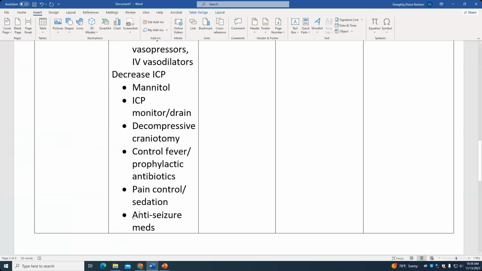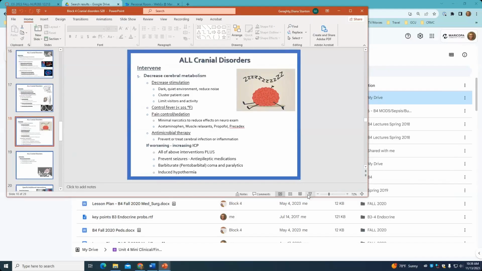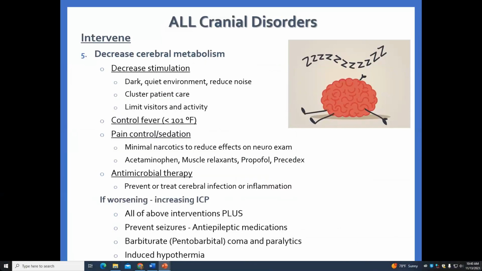Basically, all our interventions are to keep you as sedated as you want to be, like you are in nursing school. I want to be sedated. So this is the patient that you want to sedate because having the neuro exam means they're probably crazy.